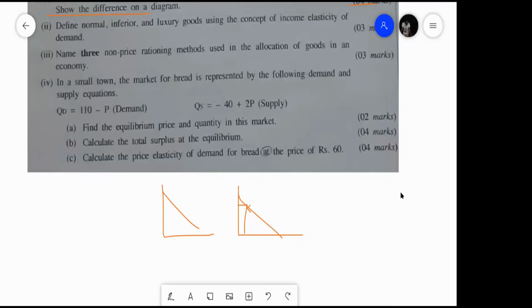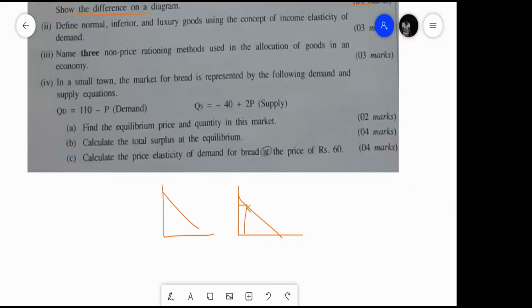Quantity demanded is one specific point at one particular price. Let's say at the price of 50, how much are consumers willing to buy? That is what quantity demanded means. So demand is the overall relationship. Quantity demanded is one particular point only.